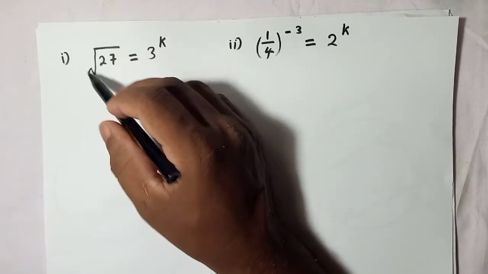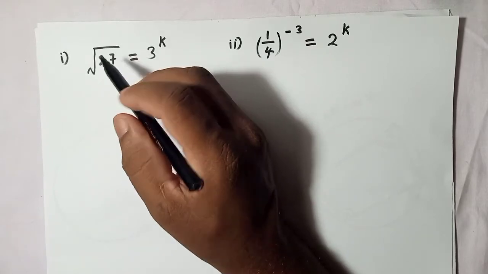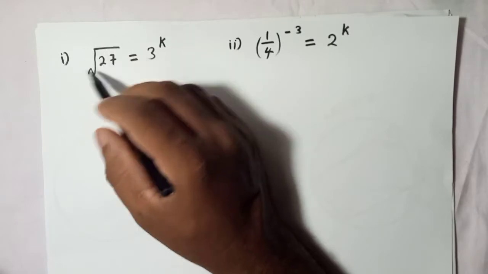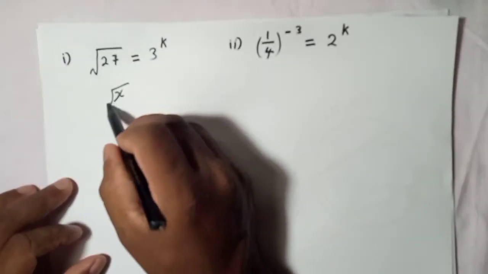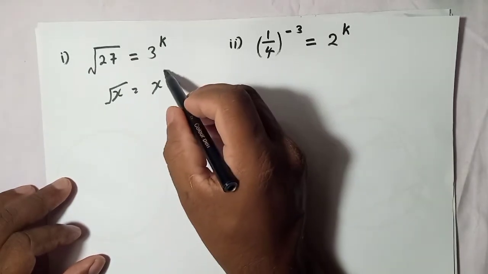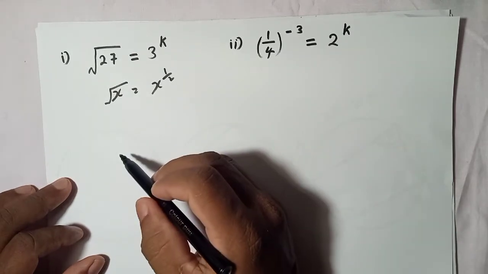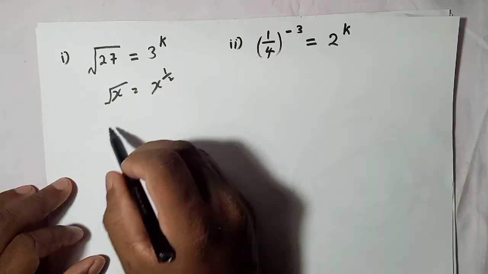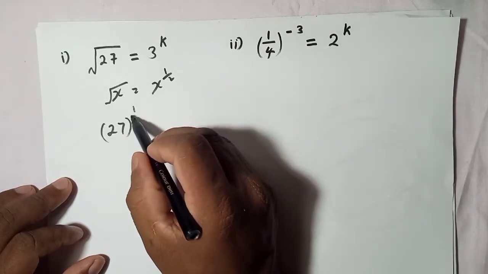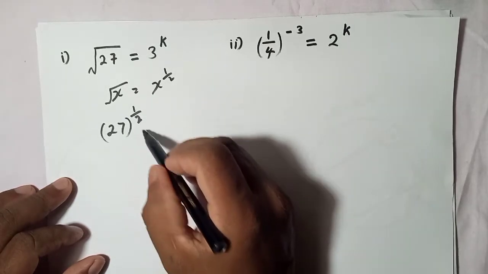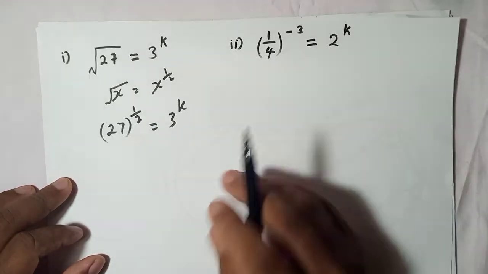So we need to try as much as possible to make this a power. That means it has an index. Now you know this thing: if you have x square root, that means we can write the index as half, right? This is a normal thing. So here also I can make it like that. But the 27 I can make the index 1 over 2, half, right? And equal to 3k. This is one step.